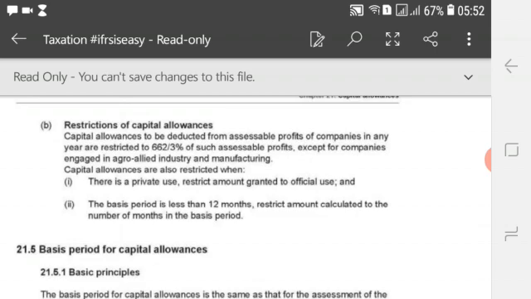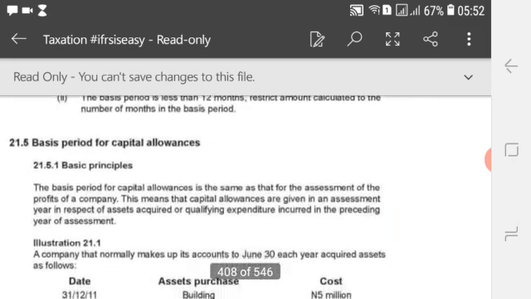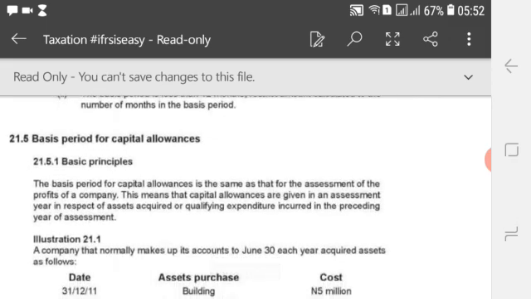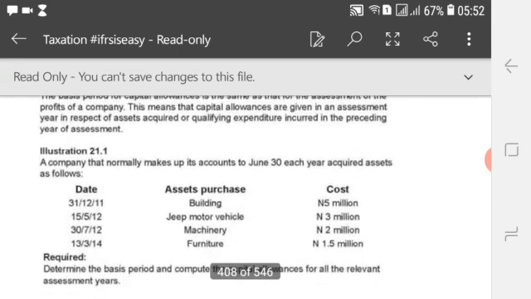Then what is this basis period for capital allowance? Note that the basis period for capital allowance is the same as that of assessment of the profit of the year. This means that capital allowances are given in an assessment year in respect of assets acquired or qualified during the preceding year of assessment.